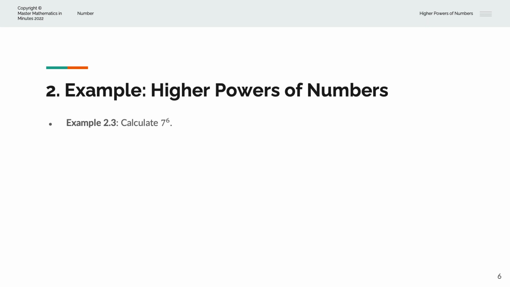In the third example, we're asked to calculate 7 to the power of 6. And so 7 to the power of 6 is where we multiply 7 6 times, and that is equal to 117,649. In the fourth example, we're asked to calculate 6 to the power of 4. So 6 to the power of 4 is where we multiply 6 4 times, and that gives us 1,296.